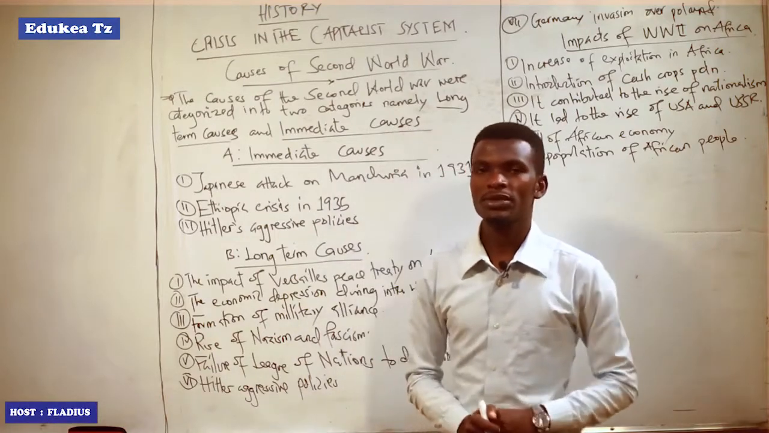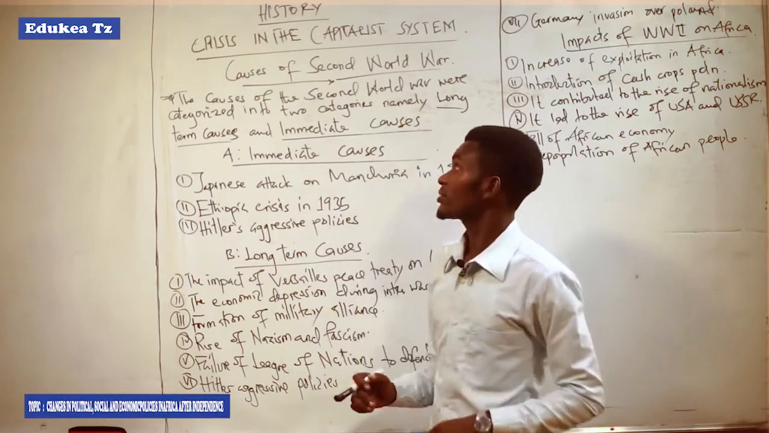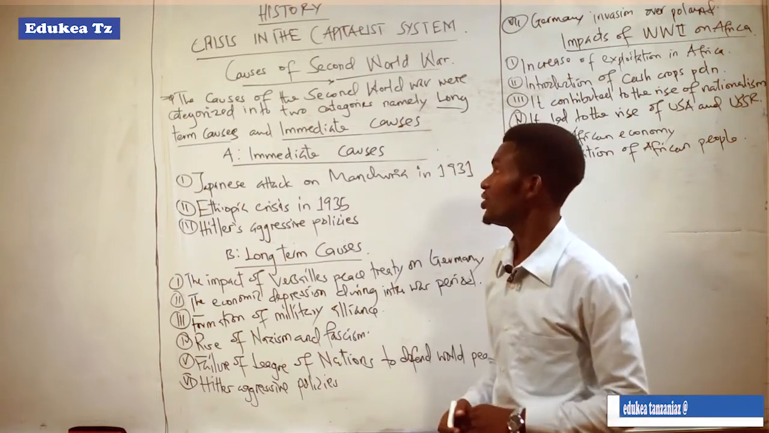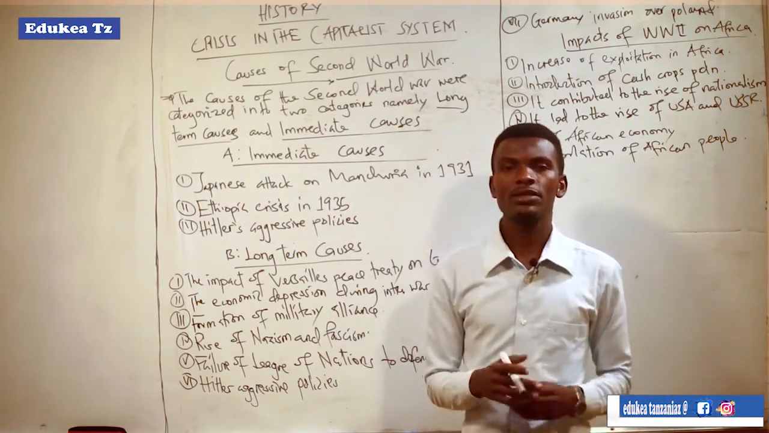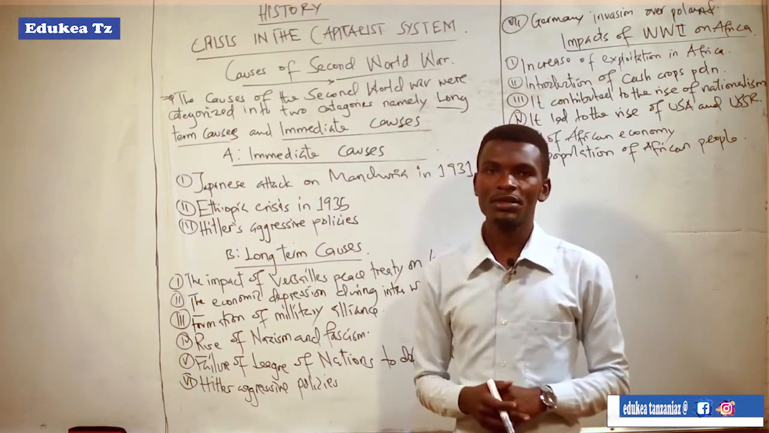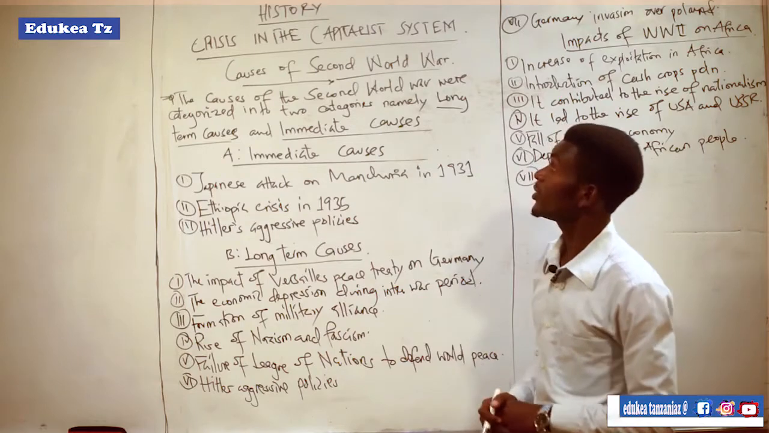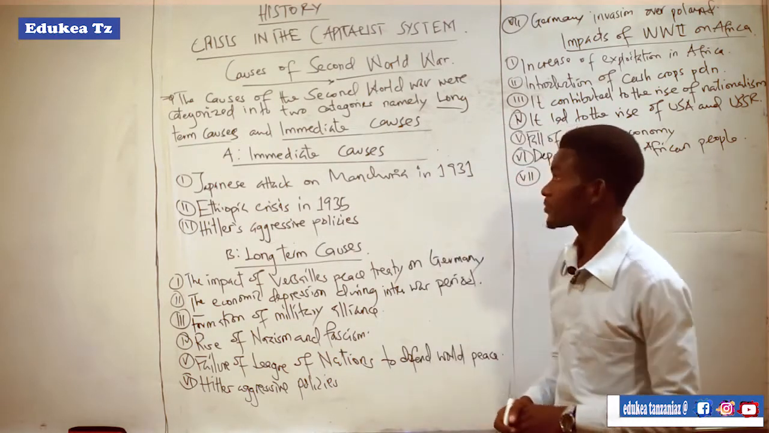So welcome to proceed with the first topic of Form 4, which is crisis in the capitalist system. In the last session, we ended on the definition of the Second World War as the third world crisis which affected the world. So today we are going to see the causes of the Second World War.